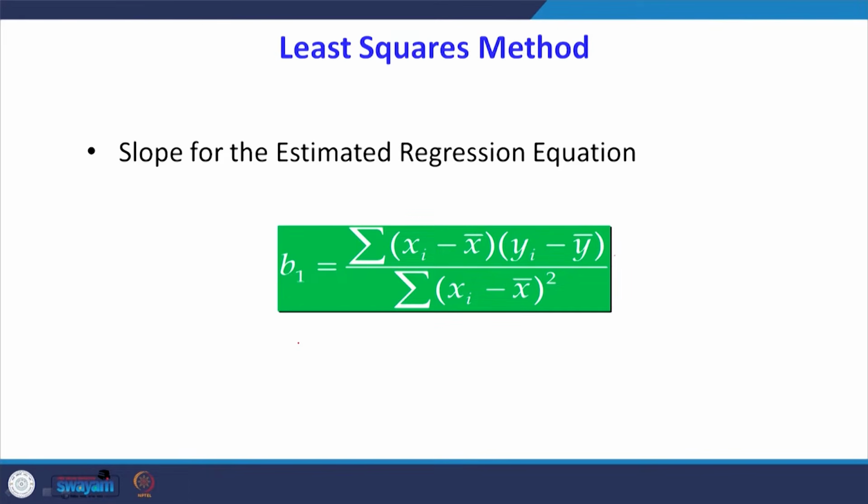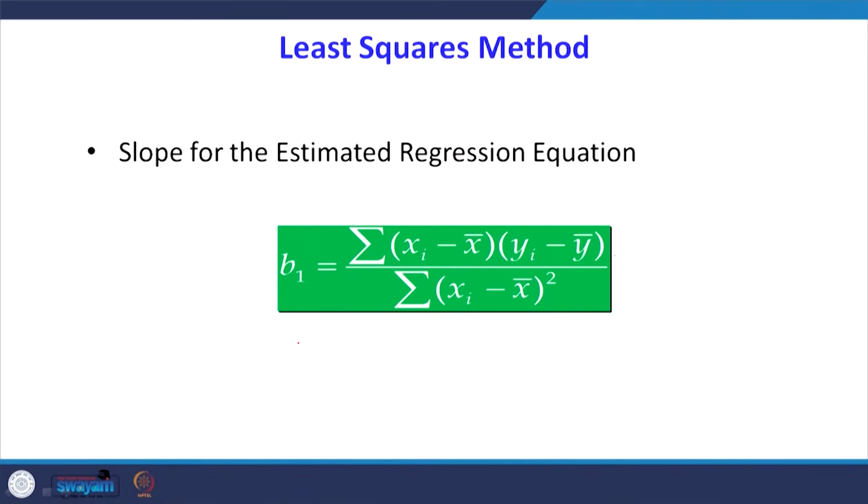With the help of a small problem, I am going to find out the slope and y-intercept. Then I will explain the practical meaning of this y-intercept and the slope. This formula b1 is nothing but the slope. If the line is y equal to b0 plus b1 x, here b1 is nothing but the slope.